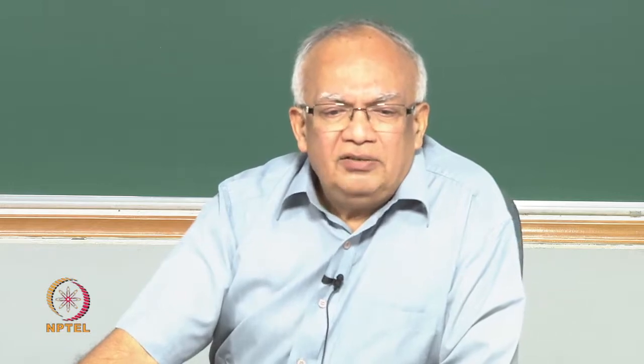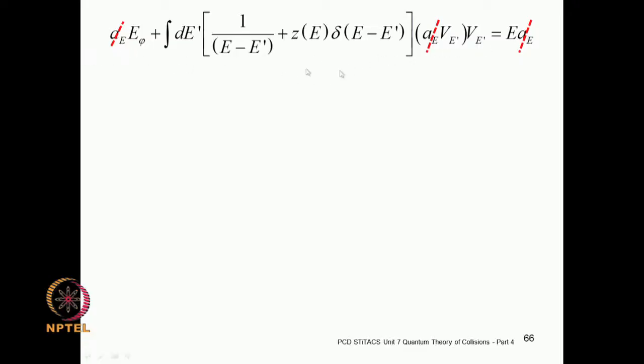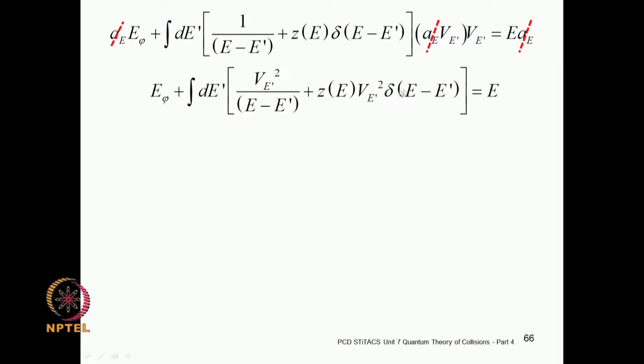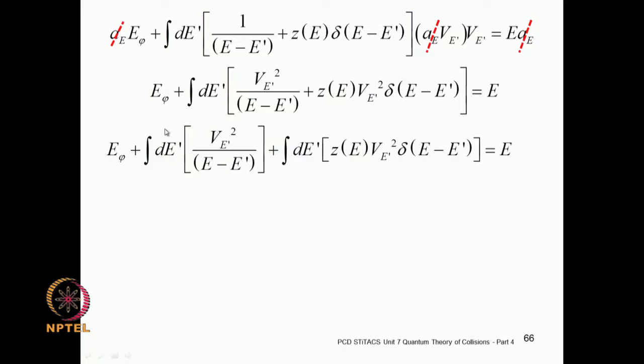Now, first we cancel out AE, which is common in all the terms. Okay? So AE is cancelled out, we need not carry it any further. The rest of the equation is here after cancelling AE. Now, in this we have got three terms. One is E phi, which is here, then you have this term, which is here, and then you have got the third term, which is integration over E prime Z VE square and the Dirac delta. Okay? So there are these three terms in this expression. Okay, are we all together?